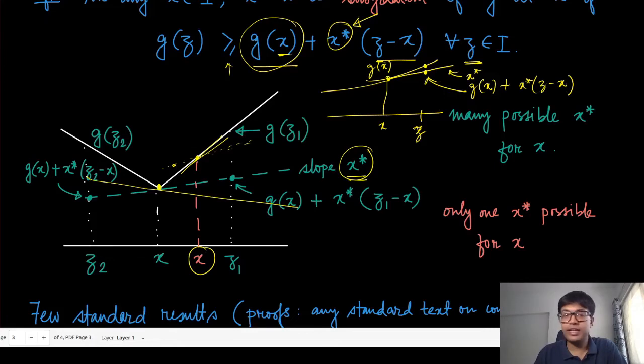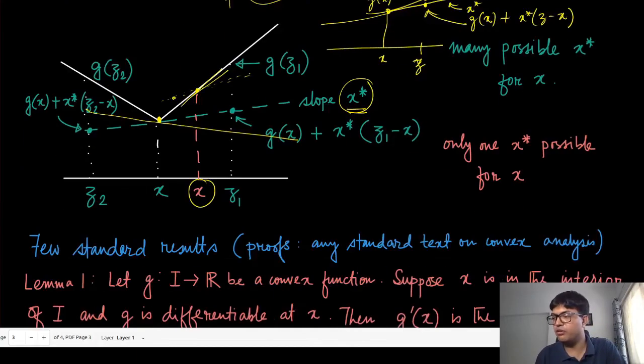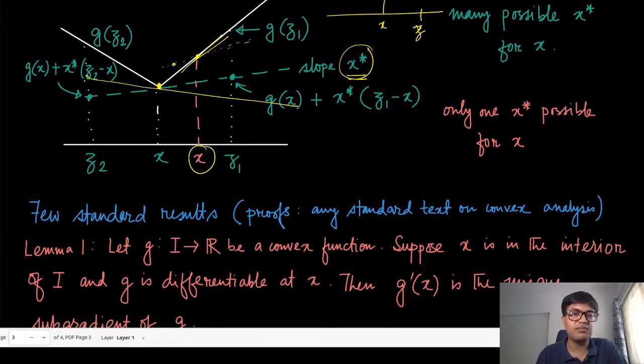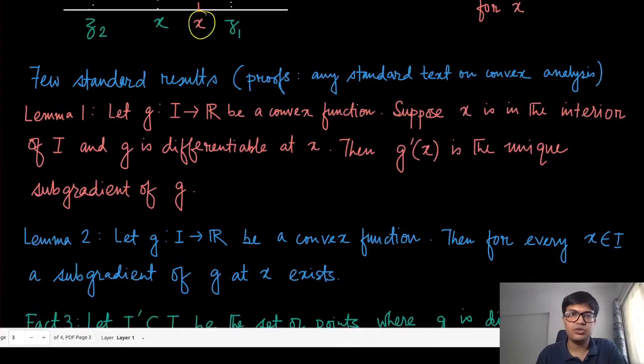So one empirical observation that we can make here is that if the convex function is differentiable at a certain point, then the subgradient equals the gradient, and in that case the subgradient is going to be unique. So that is something that we'll state formally. These are some standard results, and you can refer to any standard text on convex analysis.